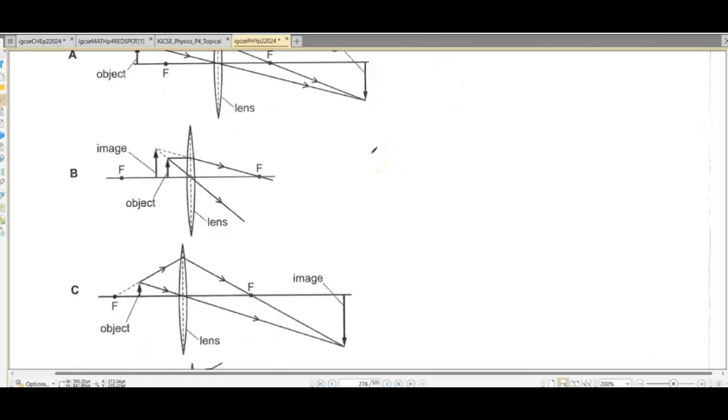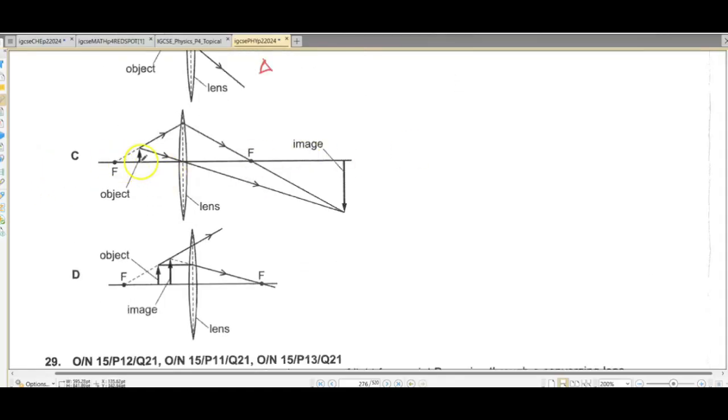If we look at our option B, here the object is placed between F, the focal point, and the optical center of the lens, and the image is formed on the same side of the lens, and it is a virtual image, and you can see it from here. So this is the case that satisfies all the conditions of a ray diagram for a magnifying glass.